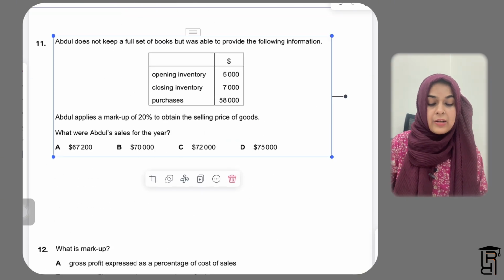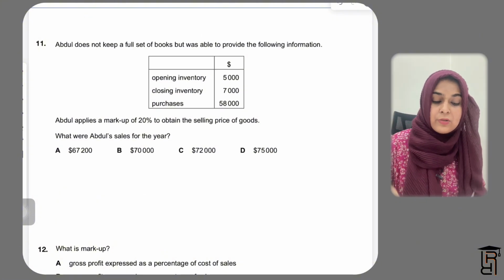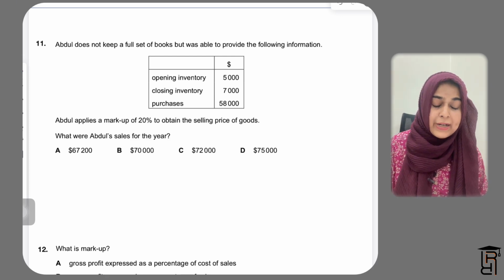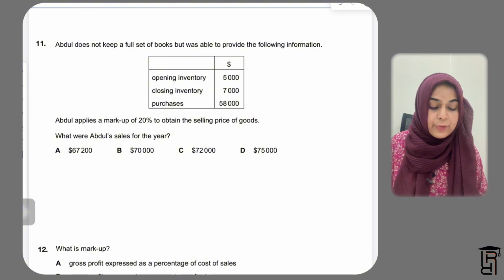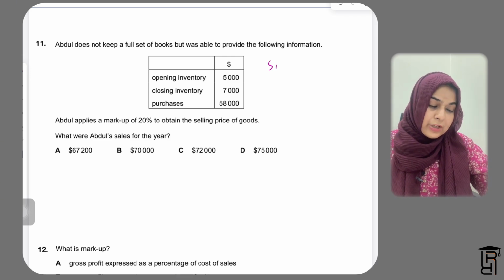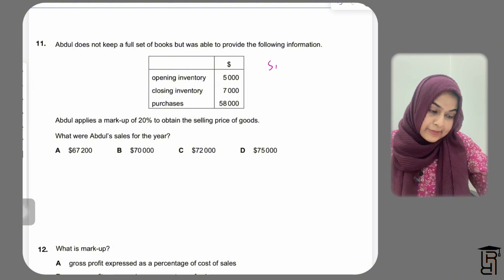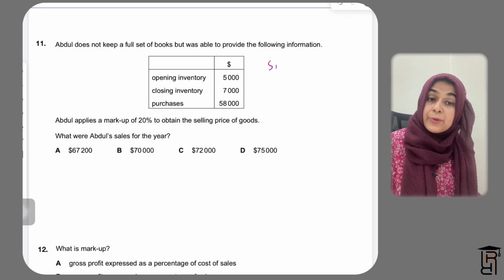The next question here, Abdul does not keep a full set of books. So Abdul does not keep double entry, but was able to provide the following information. They've given you opening inventory, closing inventory, and purchases. Then they have said Abdul applies a markup of 20% to obtain the selling price of the goods. So again, selling price here is going to be 120%, cost is going to be 100%, and my gross profit is 20%.